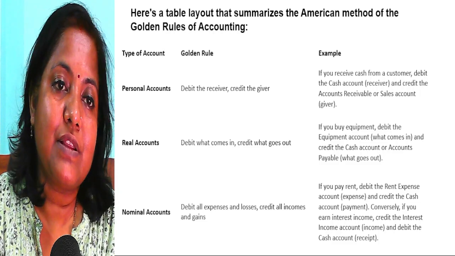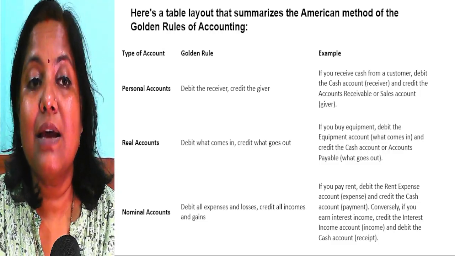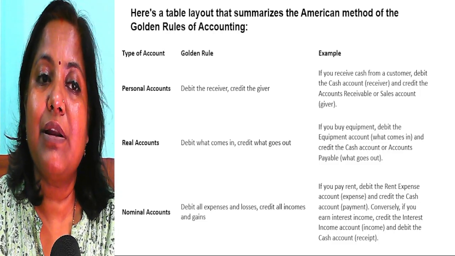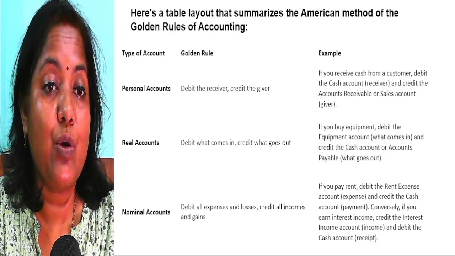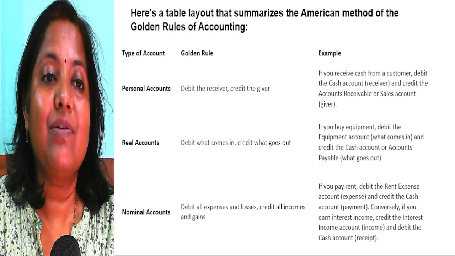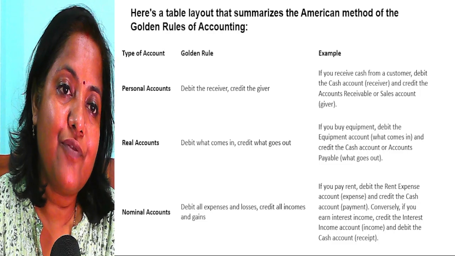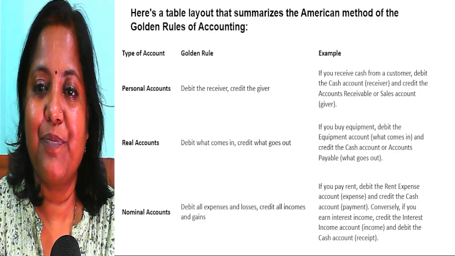And in the case of revenue, capital, and liabilities, if there is an increase in capital, revenue, and income, then it will be credited. And if there is a decrease, then it will be debited.